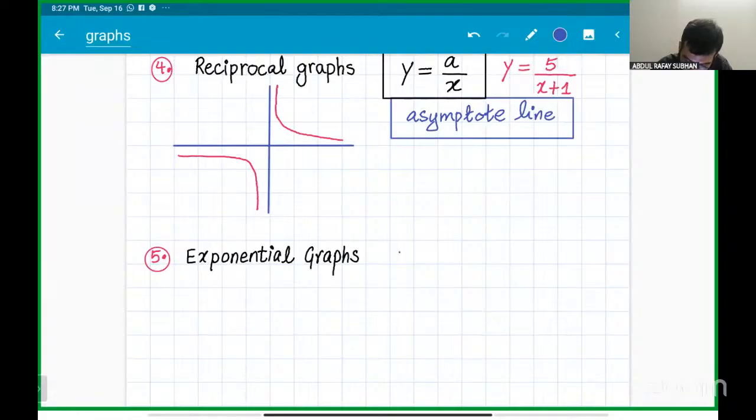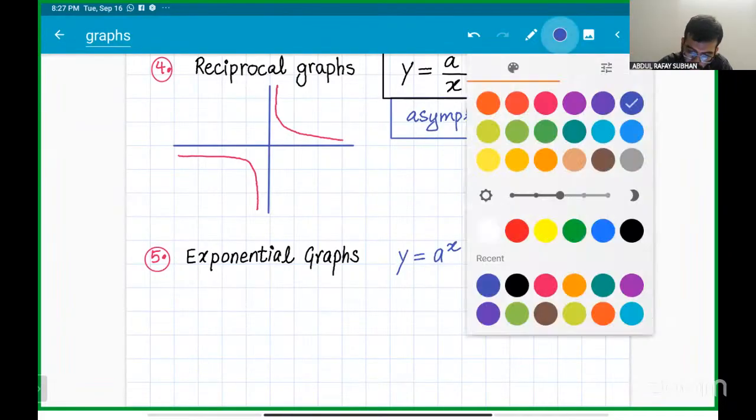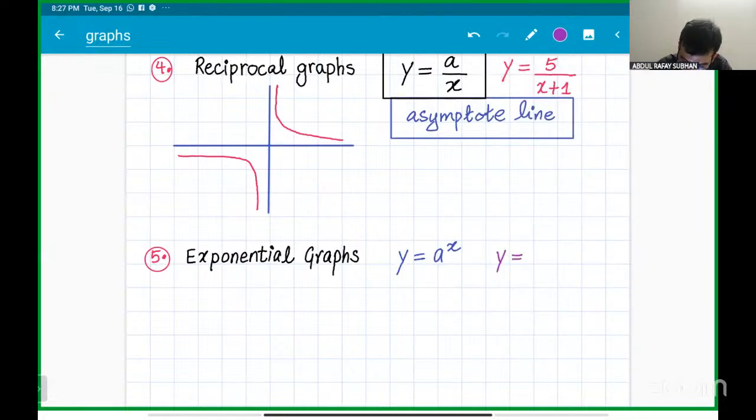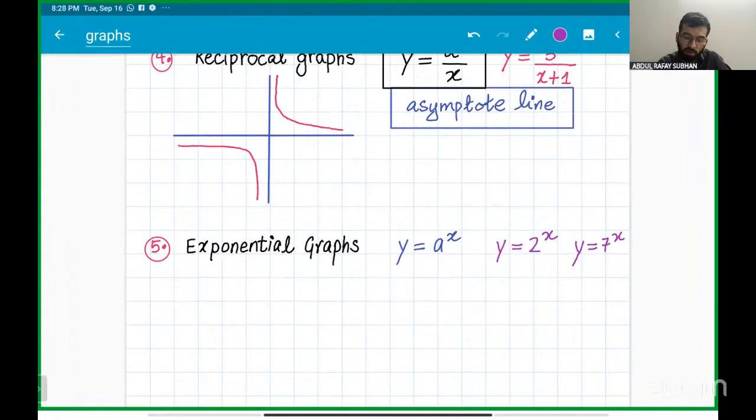The examples of an exponential graph will be y is equal to a power of x. If you want to put some numbers on it, it can be y is equal to 2 power of x, something like y is equal to 7 power x. How do you sketch these graphs? Anything to the power of x, anything you can place in the power, will be called an exponential graph.